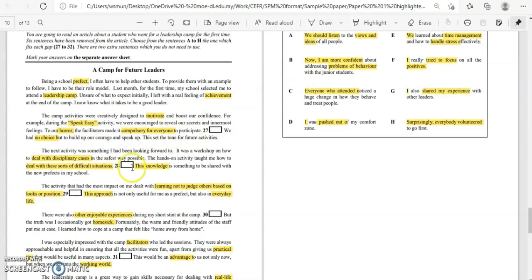So this is the gap 28. We read the sentence before it. The hands-on activity taught me how to deal with these sort of difficult situations. Now I am more confident about addressing problems of behavior with the junior students. This knowledge is something to be shared with the new prefects in my school. So it fits perfectly in this gap, right? Okay, so that is how you find the answer.